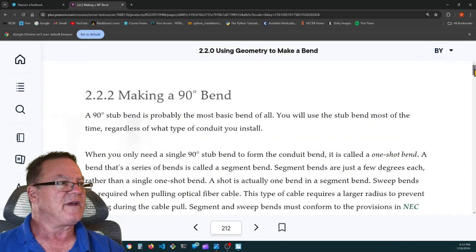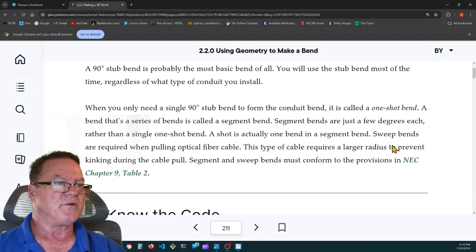So let's see what they have to say here. 2.2.2. Making a 90-degree bend. A 90-degree stub bend is probably the most basic bend of all. You'll use the stub bend most of the time, regardless of what type of conduit you install.